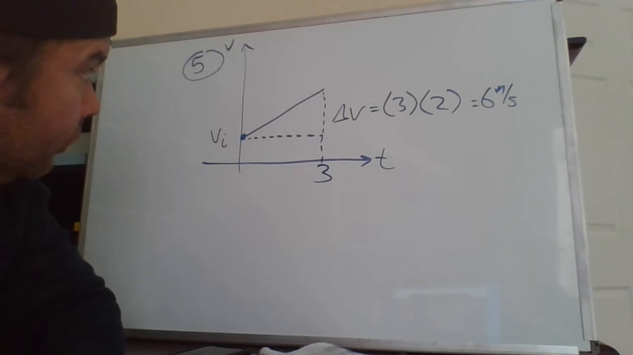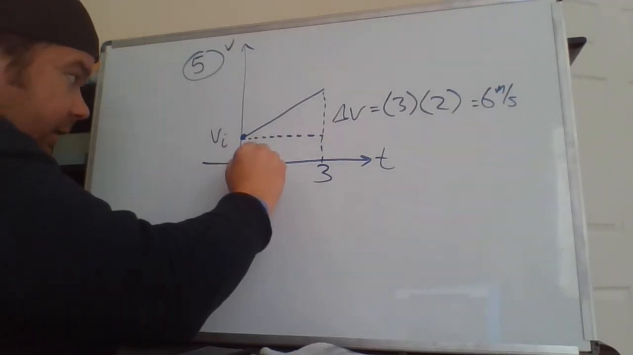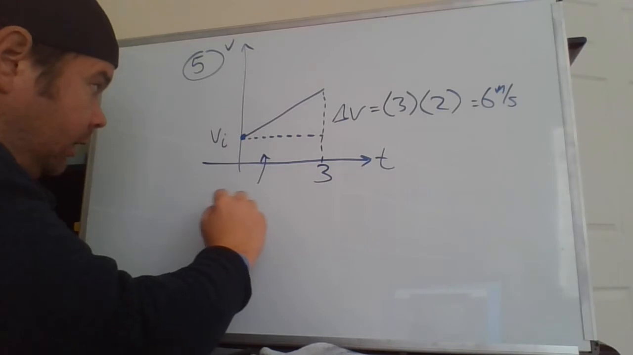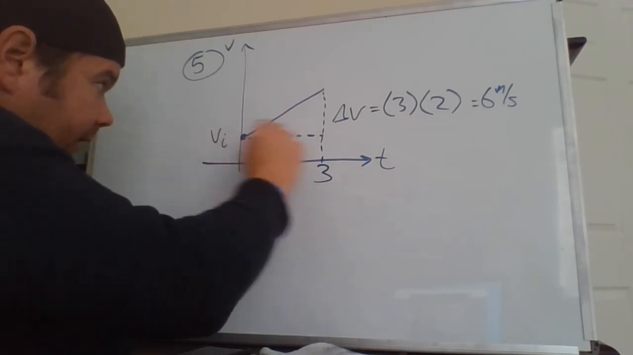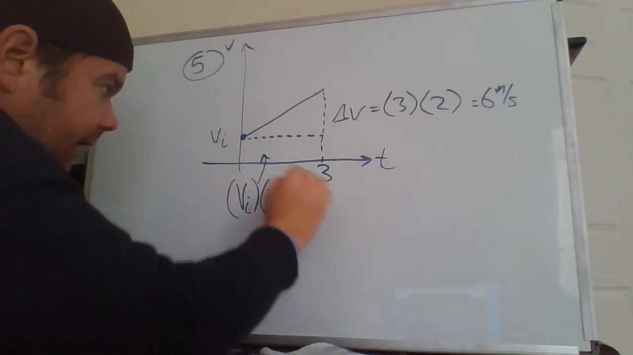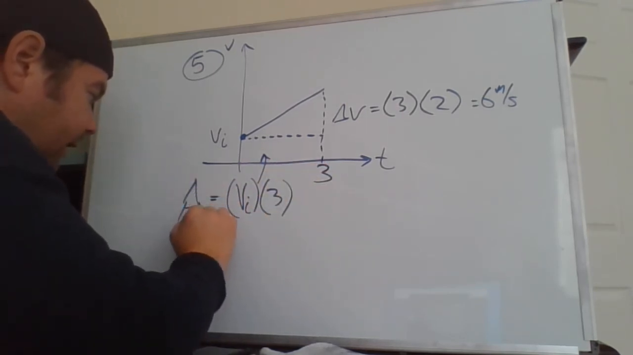So that's cool. All right, now what do we do? So I guess what we do is let's figure out some expressions for the areas here. Okay, starting with the rectangular portion. The area of this rectangle here would be the initial velocity times the time, which is 3 seconds. We'll call that area number 1.